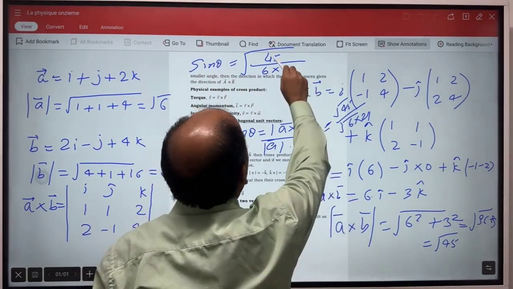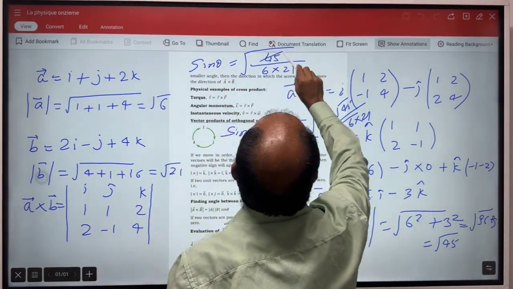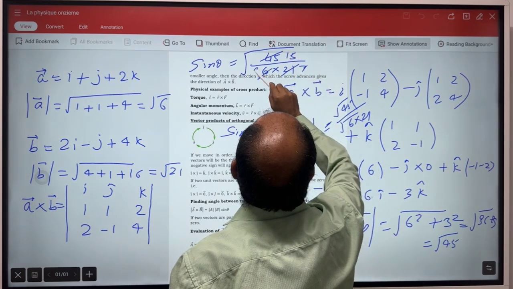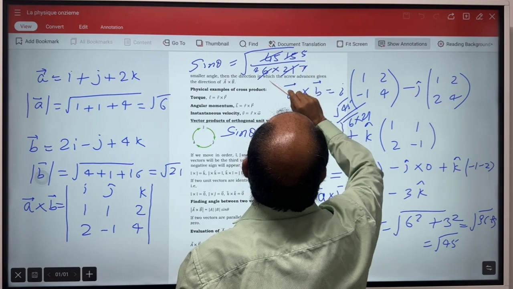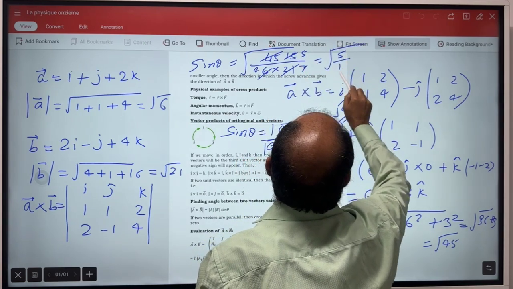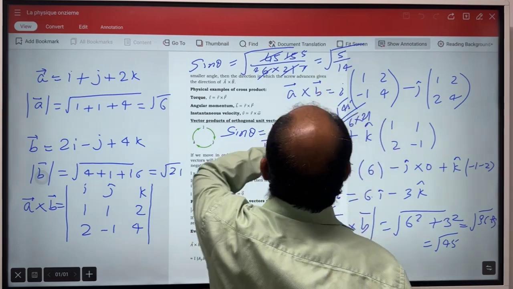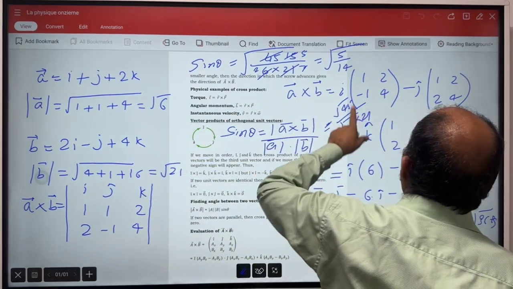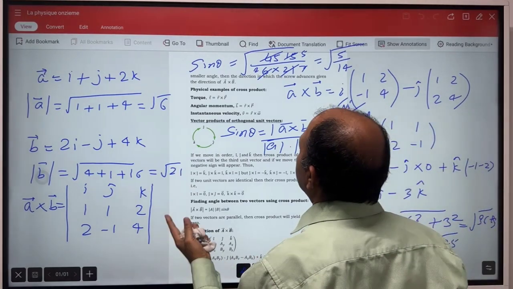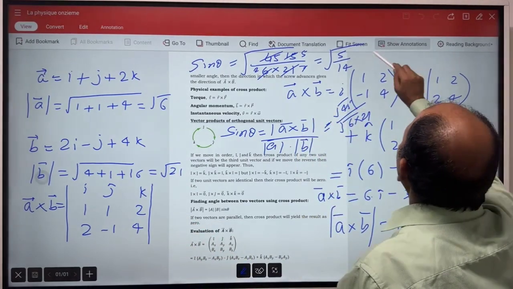Now you can cancel by 3. Here this will become 15, this will become 7, then 3 2 times, 3 5 times. So we will be left with root of 5 divided by 14. This value is less than 1, so it is correct. There is no calculation error here. But in the previous question, you have to calculate yourself, some digit is missing.